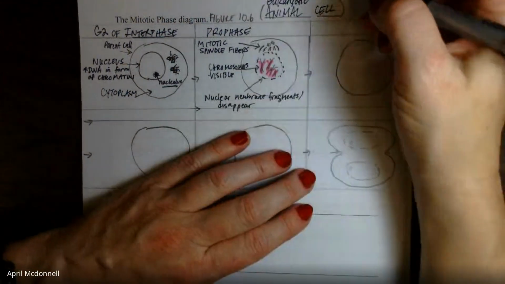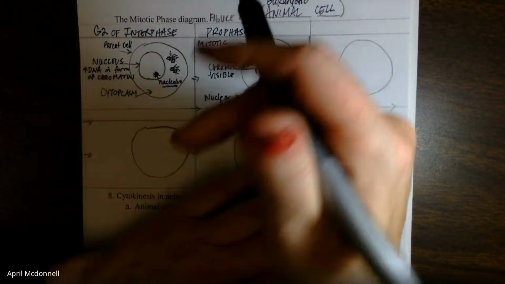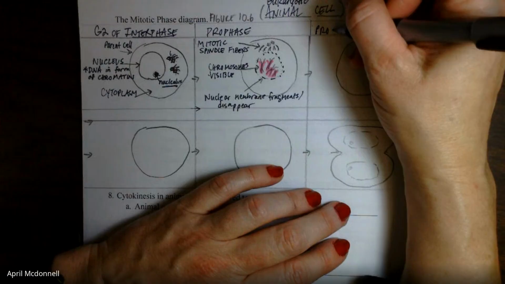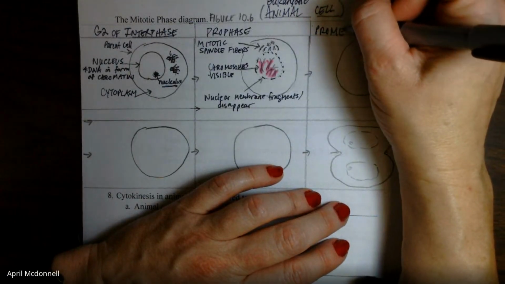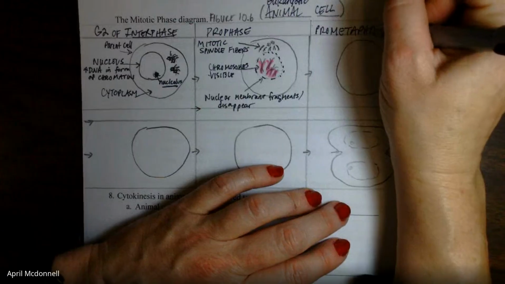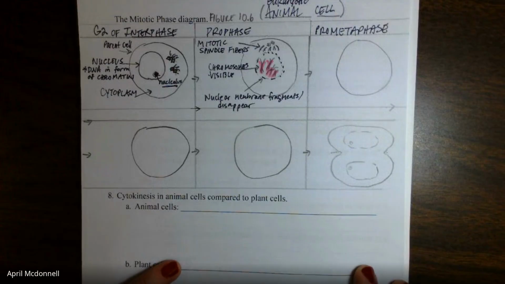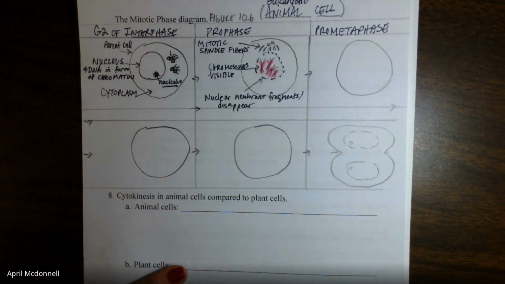Our next stage is called prometaphase, and I'm not sure that it's going to be covered in portions of your lab. It's not in your lab manual, but let's go over it very quickly because this is a continuous series of events.